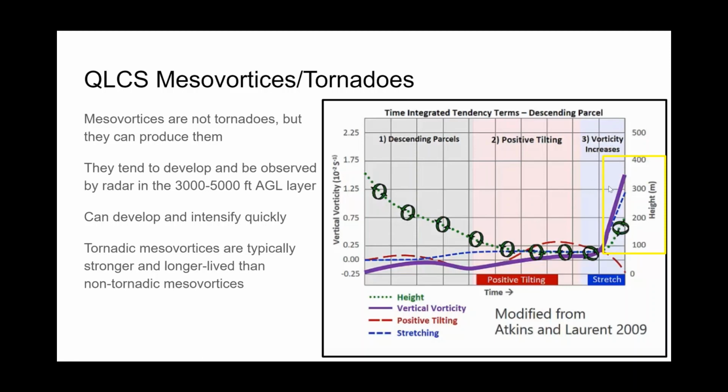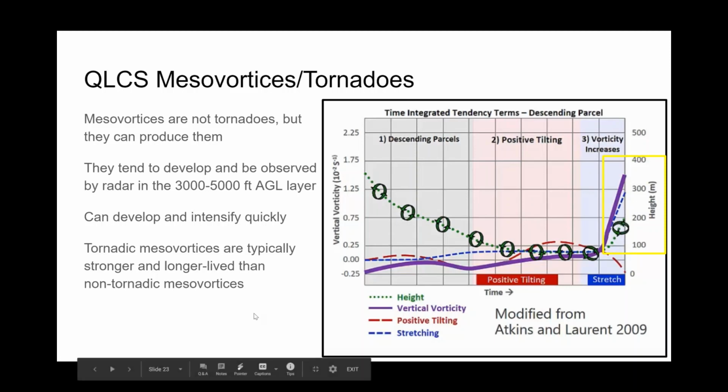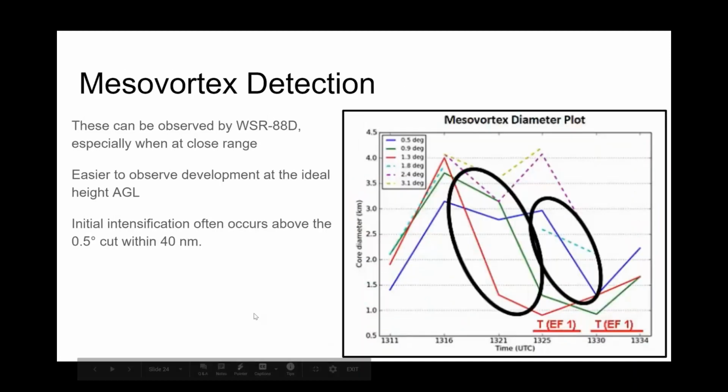And I highlighted here in the yellow box, this is a graphic modified from Atkins and Laurent, where your vertical vorticity is the purple line. That tends to intensify rapidly in the 100 to 400 meter above ground range. And so that's where you want to be looking in that kind of 1,000 to 5,000 foot area for the intensification if possible. Also, research has shown that a lot of times pre-tornadic mesovortices tighten up their diameter immediately before tornadogenesis.